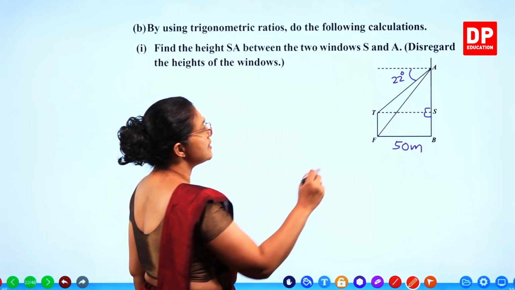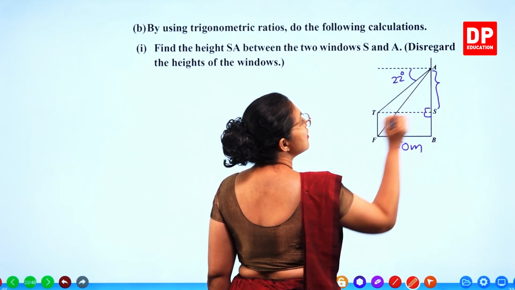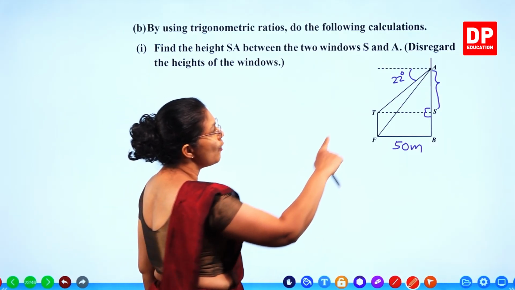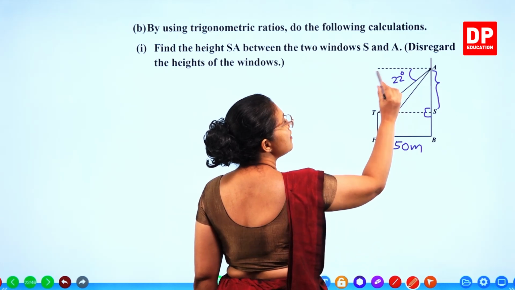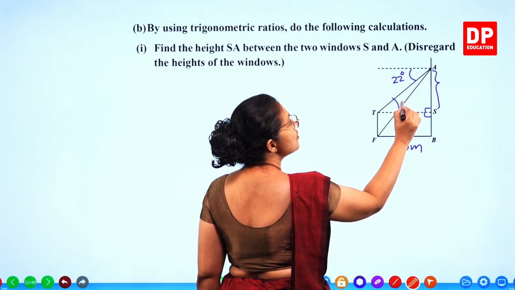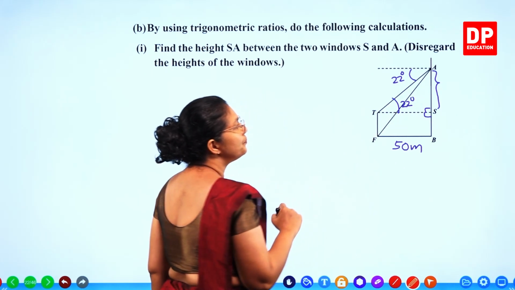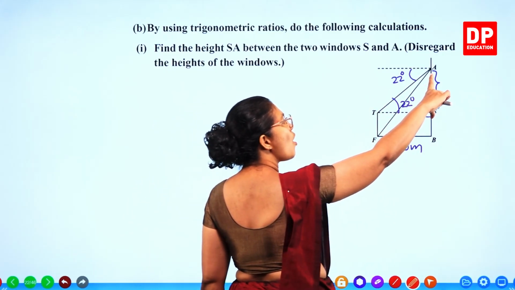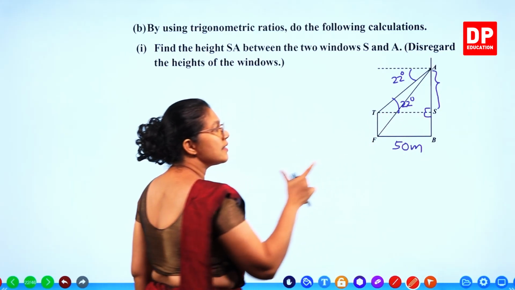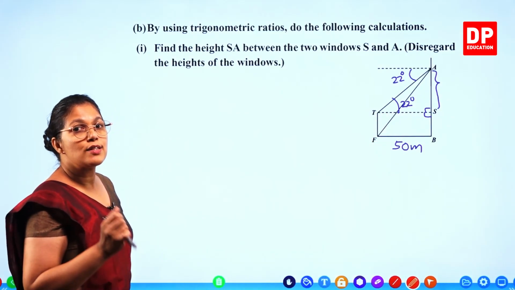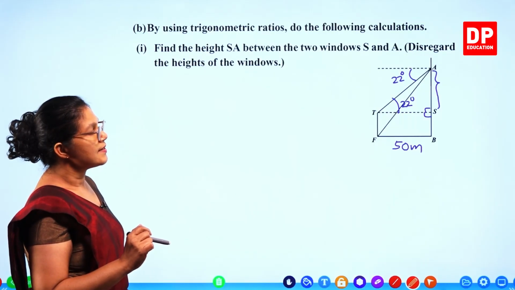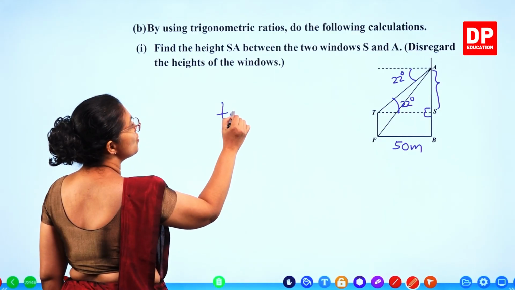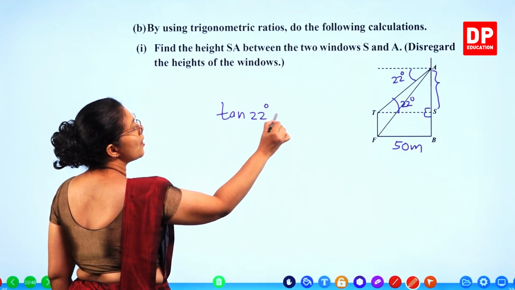Now we need to find out this part. What is the suitable trig ratio? Now if this is 22, we know that alternate angles are equal. This is 22. In this triangle, ATS triangle, this is the opposite and this is the adjacent. Opposite over adjacent, what is the suitable trig ratio? That's tangent. So we can take tan 22.